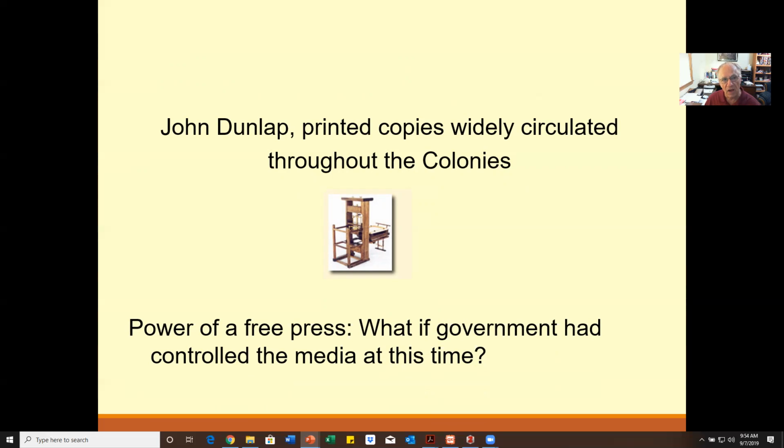What if the British government had controlled the media at this time and said that the only thing that could get published is what they approved of? And that is the way it is in many totalitarian countries even today, although with the internet, it's pretty hard to police all that. But this is pretty amazing when you think about the effects of the printing press and distribution of this document freely throughout the colonies. How else would they have known of it?